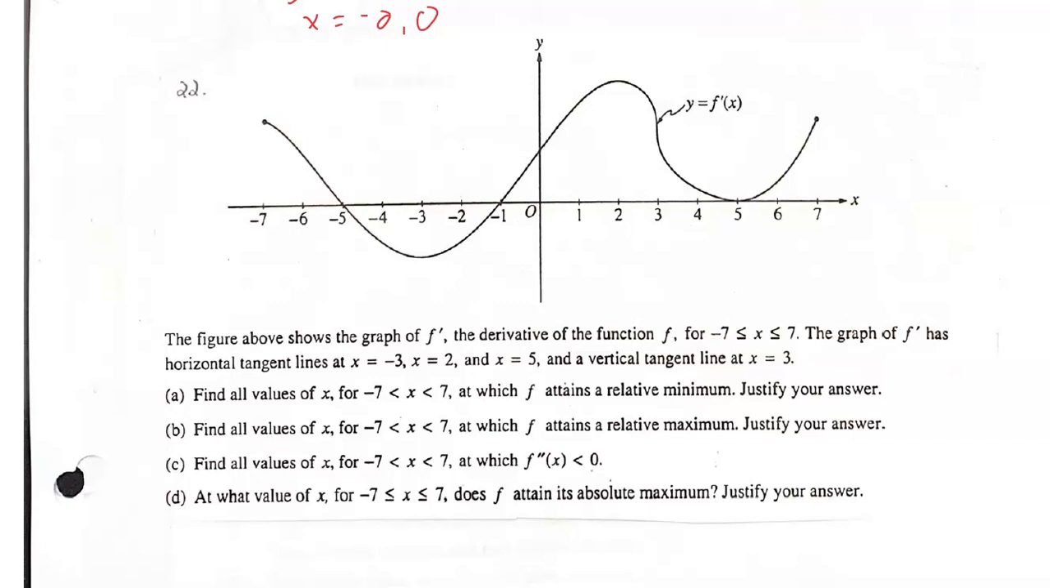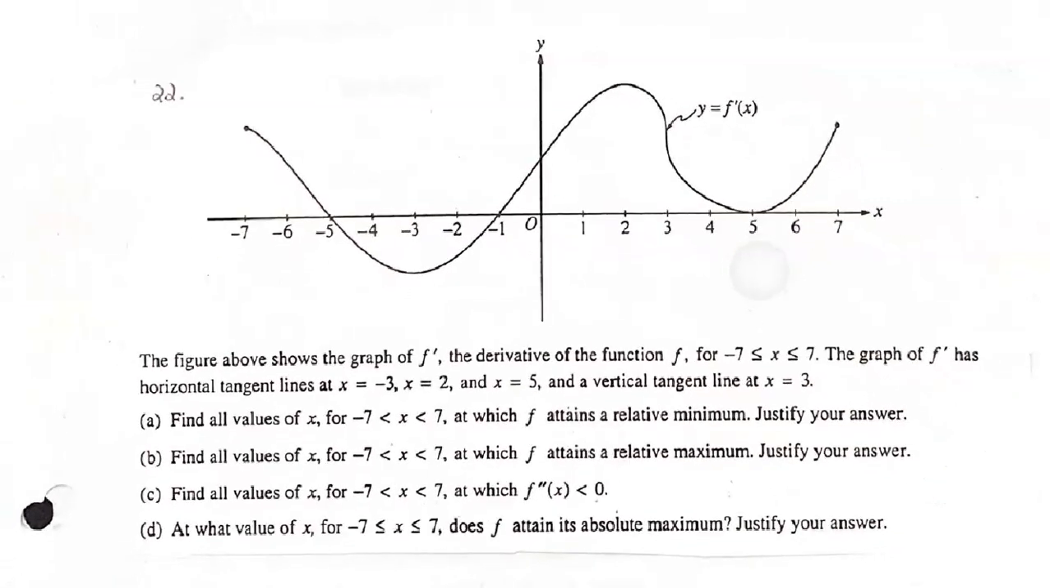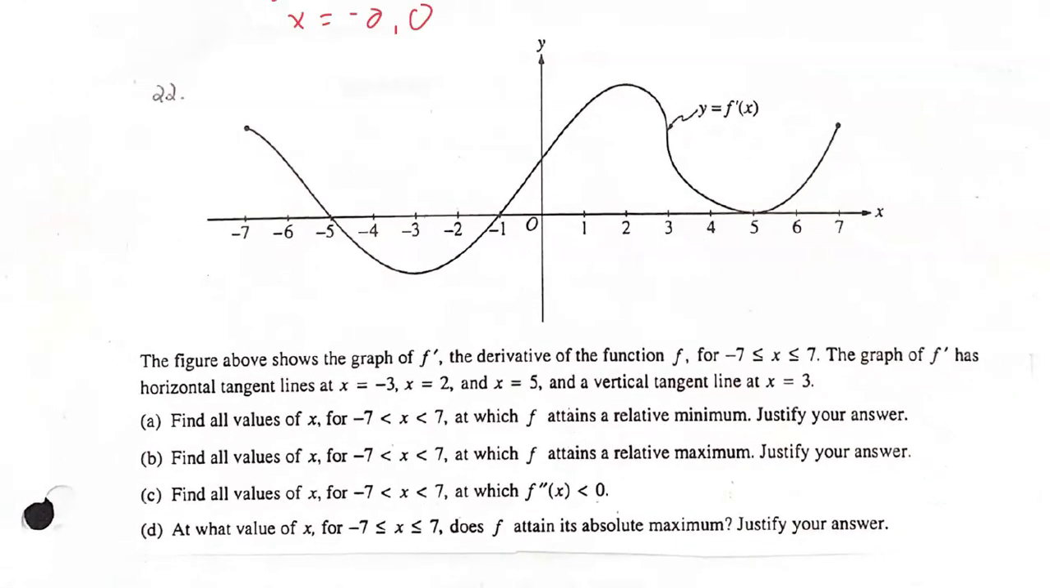Graphs are really, really common. If I were to tell you that we were doing 6 pre-response questions, they almost always give you some sort of a derivative graph that you have to play around with and manipulate. Plus, I just want to go over these explanations so we're clear on what we're writing. The figure above shows the graph of f prime, derivative of some function f between -7 and 7. Notice how this is a closed interval initially. The graph of f prime has horizontal tangents at -3, 2, and 5, and a vertical tangent at x equals 3.